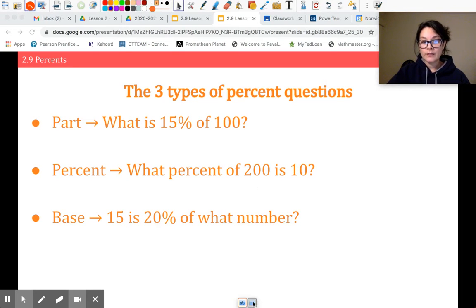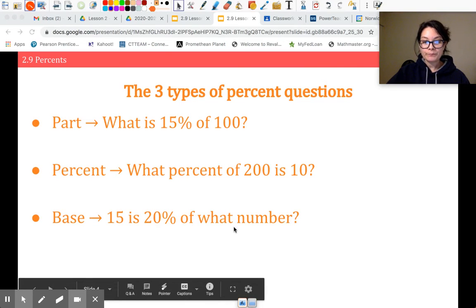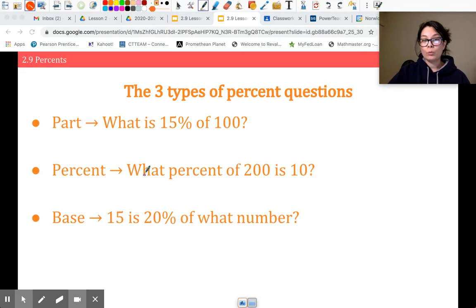There's a few things that you can use to help you with that. Some key words will actually help you determine which piece you have. If you see a question that's worded in this way where it says, what is 15% of 100? Well, we know we're not looking for the percent because it's giving us that.